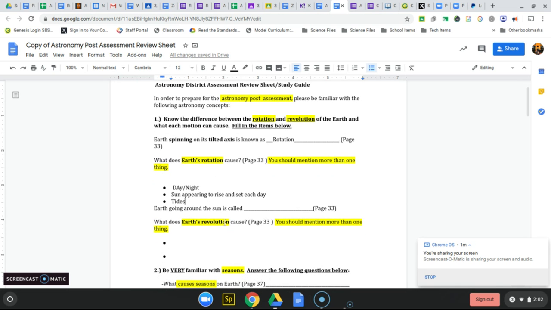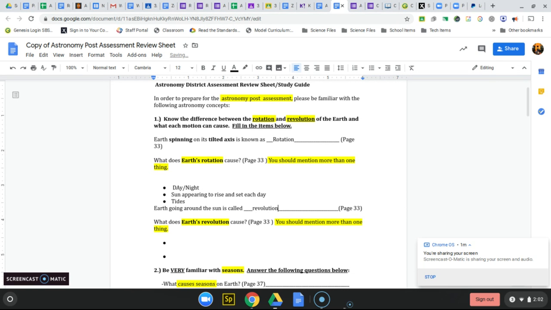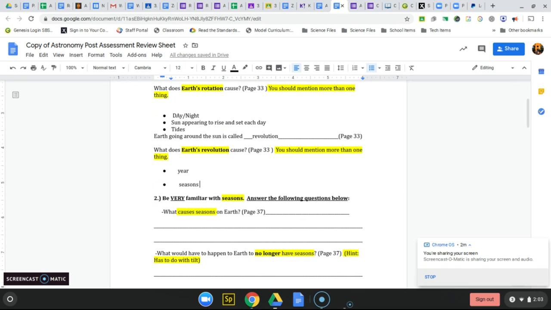Earth going around the sun, well, that's the second motion. That's revolution. And it says, what are some things revolution can cause? Well, definitely we want to mention our year. And then also another important thing are the seasons that the revolution kind of caused, because the seasons happen throughout the year, not throughout the day. Remember, day is rotation.